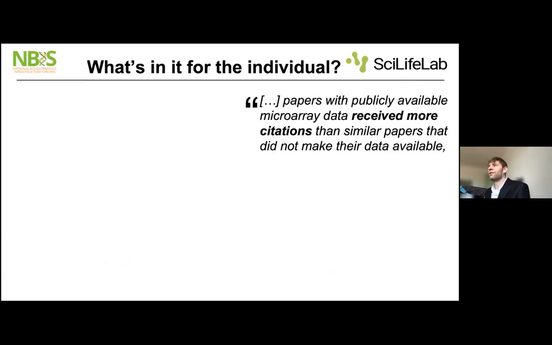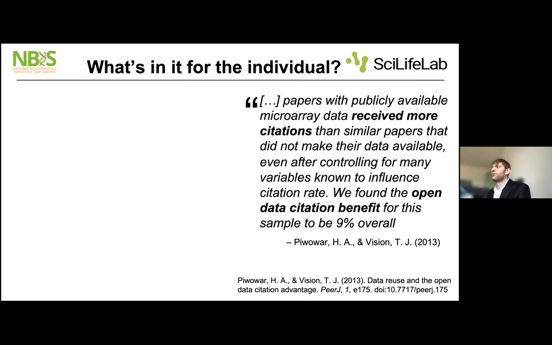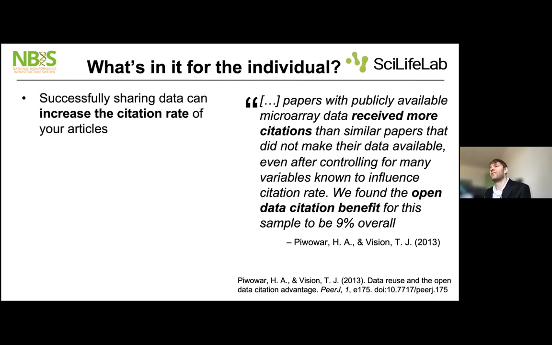So this is on the broad level, and zooming in on the individual, where are we at then? There is some research, and this is not a recent paper, but it illustrates the point that papers with publicly available microarray data, in this case, received more citations than similar papers that did not make the data available. And this was even after controlling for variables that could influence the citation rates, such as the authors and their credentials and so forth. But they found that data availability alone contributed an increased citation rate of about 9%. So there is a small gain in the citation rate by successfully just sharing your data and making it available in your articles.